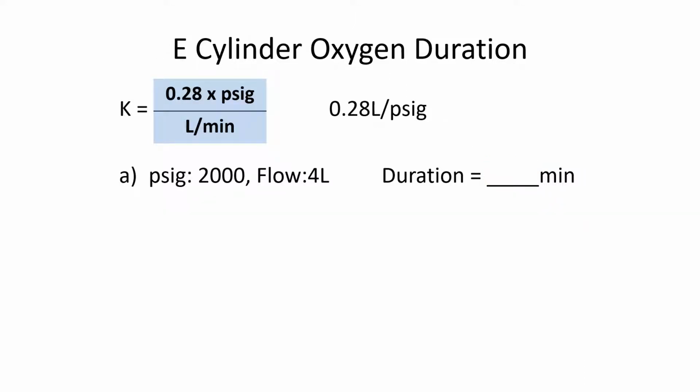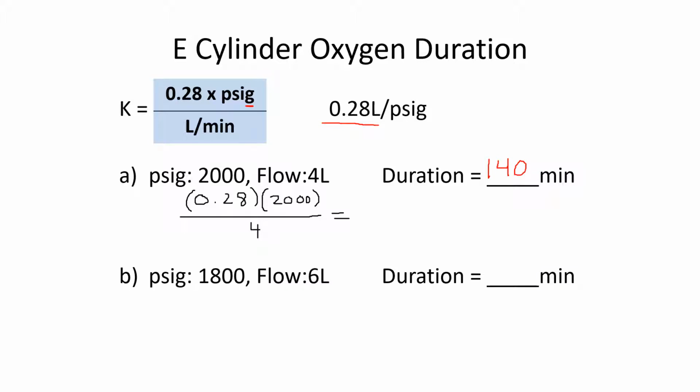E cylinders, a lot smaller. So the conversion factor per gauge pressure reading is only 0.28 liters. So for 2,000 at a flow of 4 liters per minute, you're going to get about 140 minutes' worth. So these are tiny. B, 1,800 gauge pressure. And for these problems, we're assuming ideal conditions. You can use every last drop of oxygen. But in the real world, there are limits to how low the pressure can go. 84 minutes. Ooh. So a short trip to the grocery store, that's all you got.